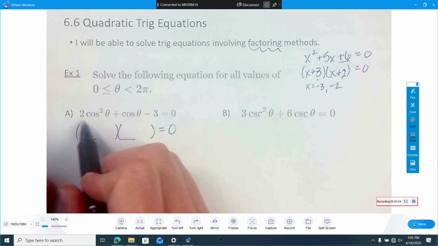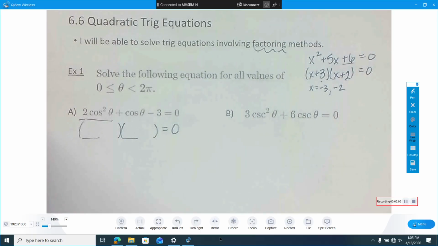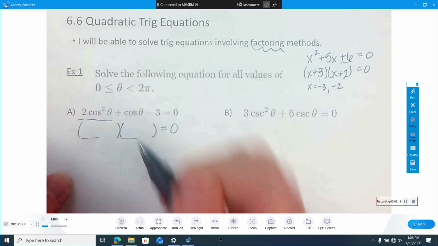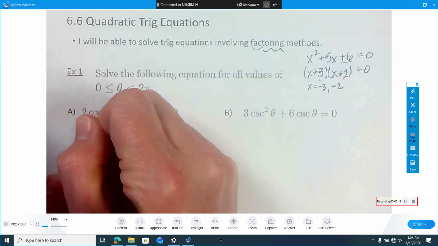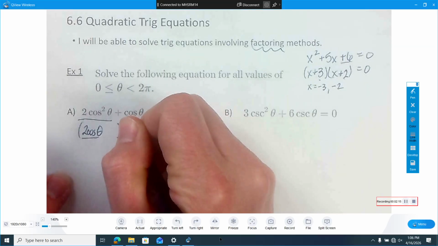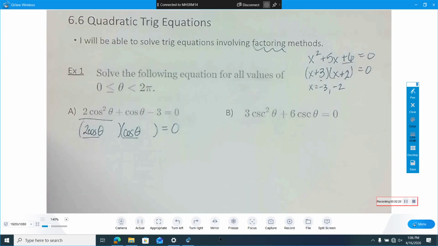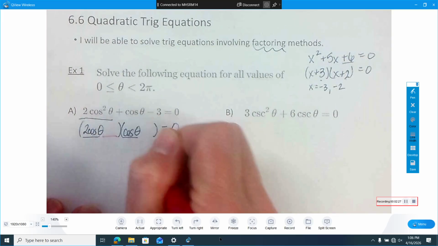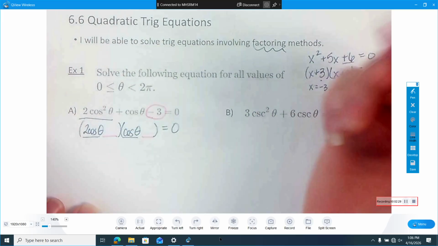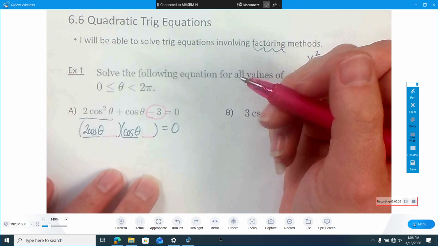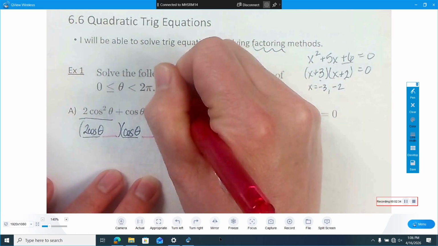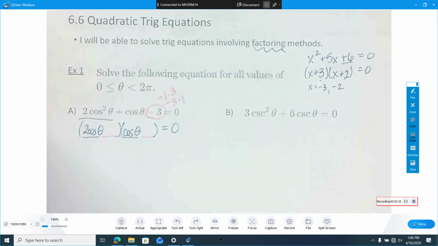So first times first has to be 2 cosine squared. What times what is 2 cosine squared? 2 cosine theta times cosine theta. Cosine times cosine is cosine squared. 2 times 1 is 2. And then last times last has to be a -3. What times what is -3? -1 times 3 or -3 times 1. Those are our only options.